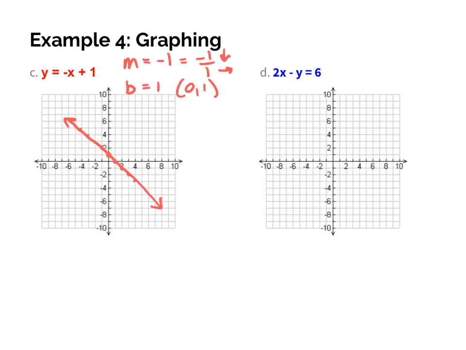All right, so the last one started at 1, and then my slope was negative 1, which again, since it's a whole number, I wrote as negative 1 over 1, which means down and right. So from this point, down and right 1, and also up and left 1 is the same thing to continue that line. All right, last example here, we're going to do this one together.